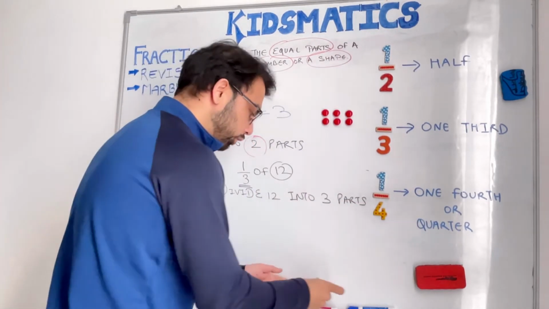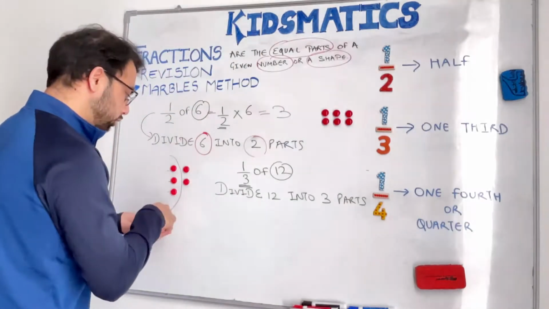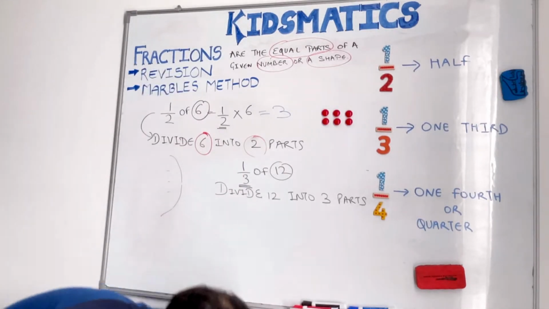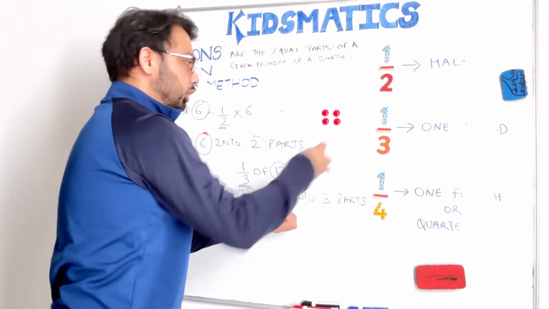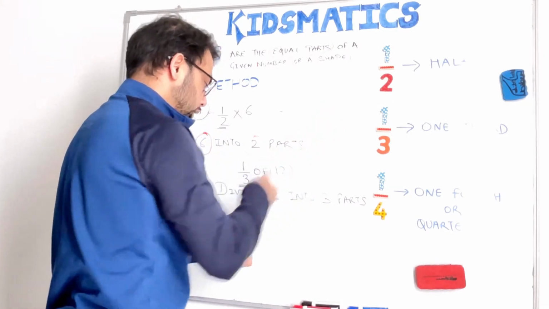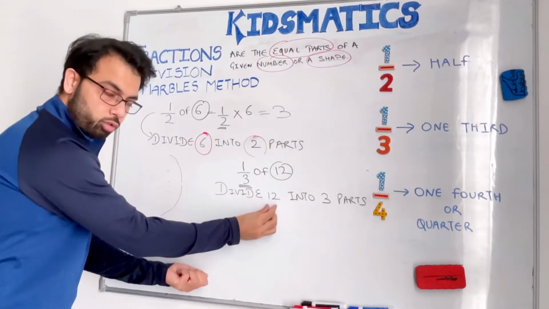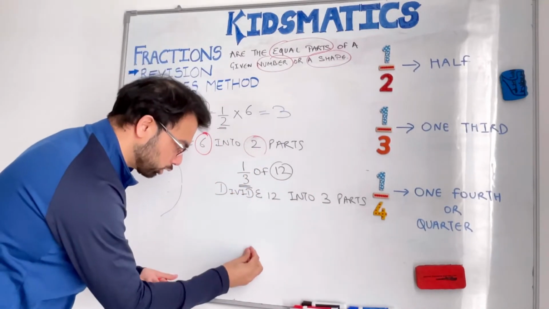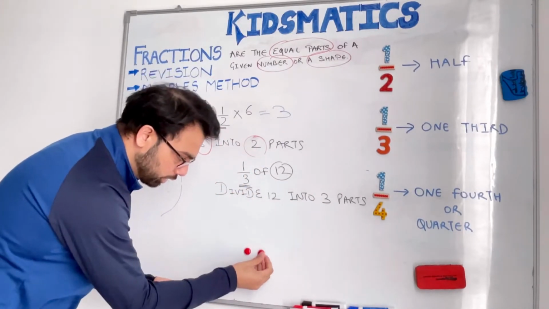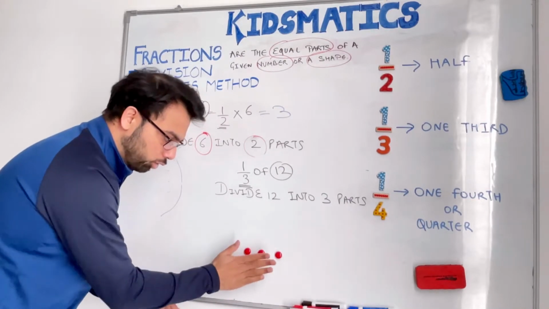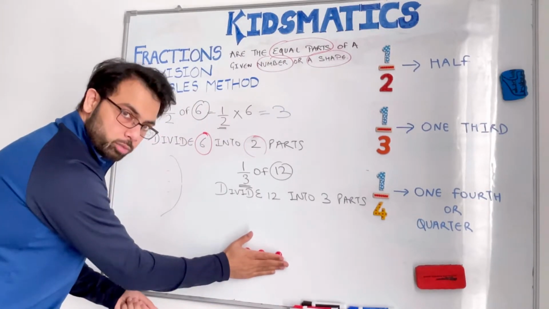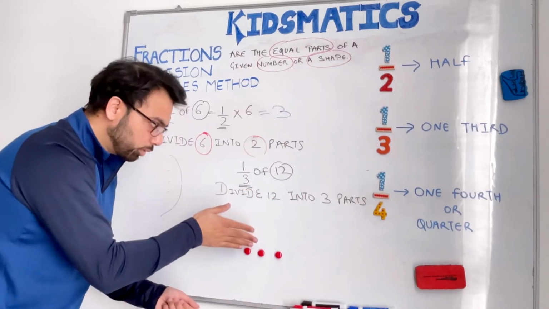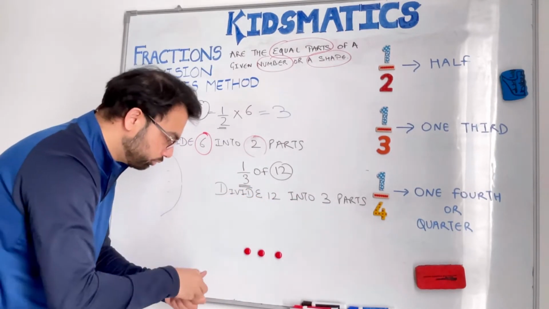So what we're going to do now is take all the marbles. How many marbles do I need to have? 12. How many parts do I need to divide into? 3 equal parts. Remember, equal parts. So I'll make the equal parts first. That's it. Now we are done with the 3 lines, or the 3 groups, or the 3 parts. Now let's keep adding the marbles on top of them to make the total 12.